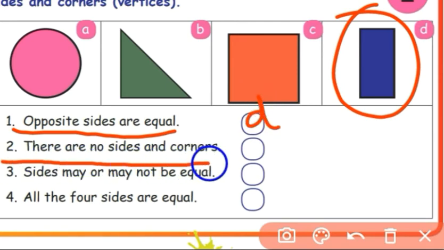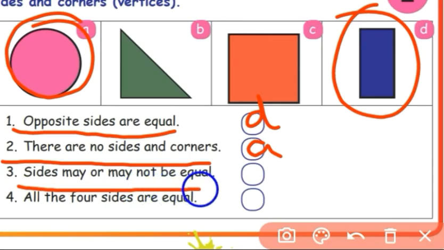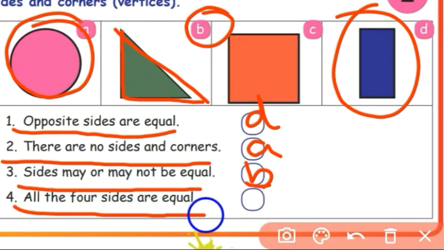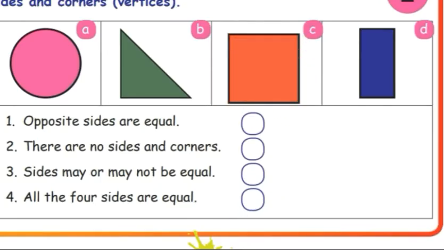There are no sides and corners. A circle has no sides and corners. So, you have to write here A. Sides may or may not be equal. That is B, triangle. Triangles may or may not have equal sides. Next, all the 4 sides are equal. That is square. In a square, all the 4 sides are equal. So, you have to write here C.